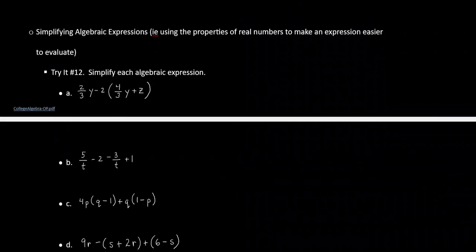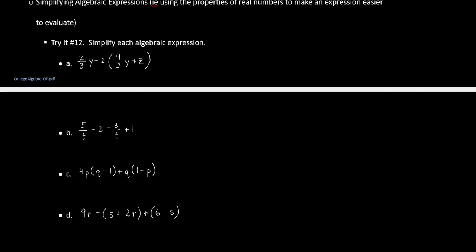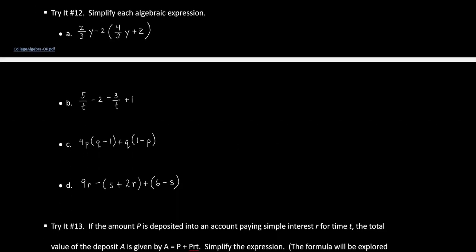All right, let's take a look at the next section here. Simplifying algebraic expressions. So using the properties of real numbers to make an expression easier to evaluate. So we have try it number 12 here. Simplify this expression. So here we can use our distributive property, -2 times the parentheses here. -2 times 4 over 3 gives you -8 over 3y.